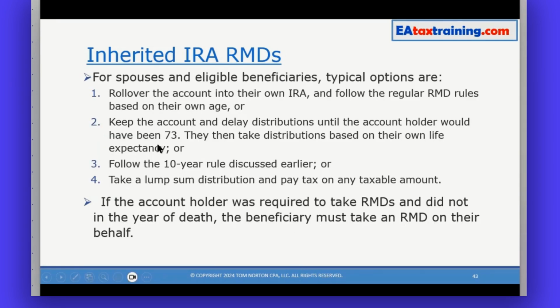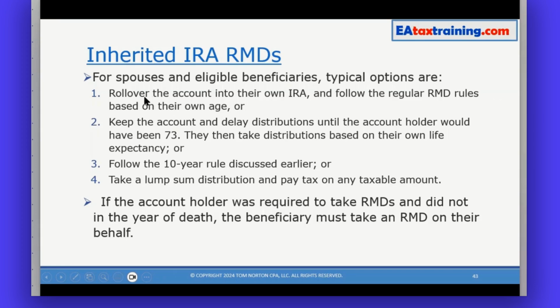Now what I'm going to do is give you a sampling of some of the options that spouses and eligible beneficiaries have. So again, these are typical options. The exact options they have are going to depend on all of those factors we talked about before. I'm just trying to give you an overall idea of the kinds of options that spouses and eligible beneficiaries have depending on the particular circumstances.